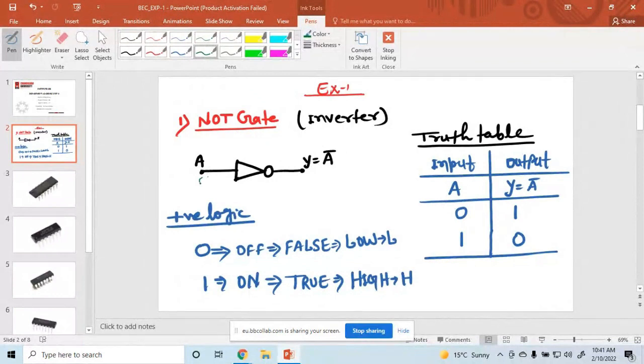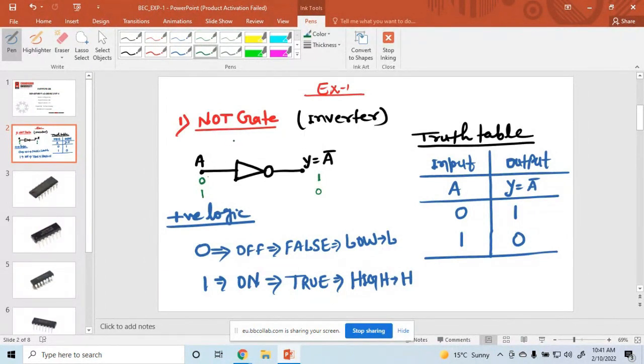Here I'm taking the input as 0. What is the output? 0 bar, that means the complement. So its value is 1. And when I'm taking the input as 1, the output is 0. Is that clear? Or does anyone have any doubts, any query?